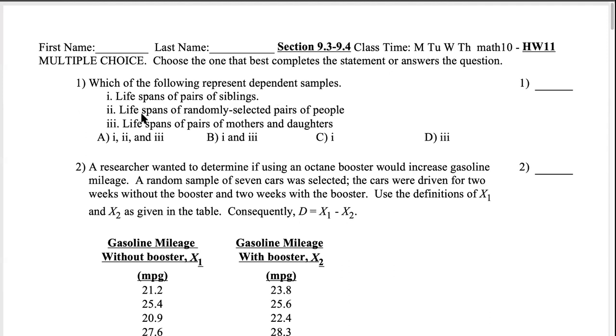Number two, lifespans of a randomly selected pair of people. Randomly, that's good. That means independent. Number three, lifespans of pairs of mothers and daughters. They have a relationship here. They are not random, they are dependent. So in this case, it's 1 and 3, and the answer is B. They are dependent samples. Is that clear?